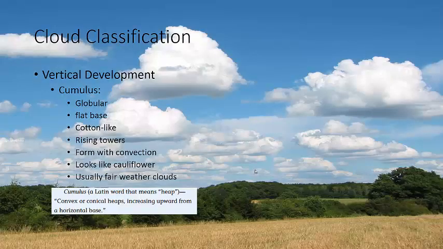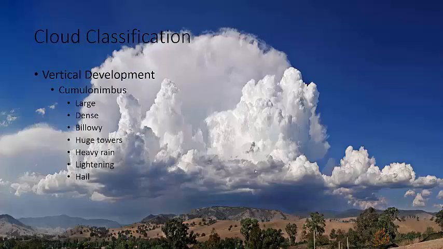So here are the vertical development clouds. Basically all cumulus clouds. Flat bottoms, grow as high as they want. There you go. I said we would get into towers. Towers, right, you can see it there. So this is called a cumulonimbus cloud. So big heap of cloud, bad weather. That's what that means. What does it bring? Well, it's large, dense, billowy, huge towers, heavy rain, lightning, hail. I mean, this cloud looks gorgeous from where we are. I don't want to be there.